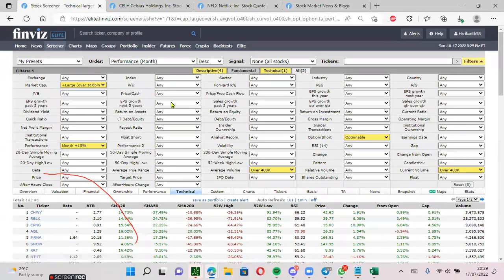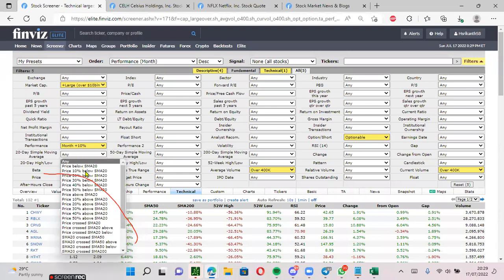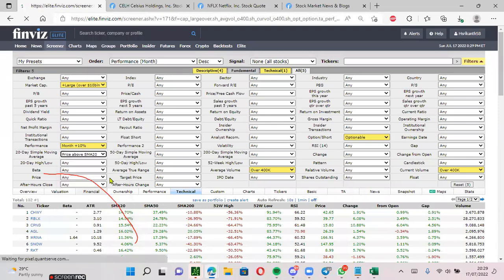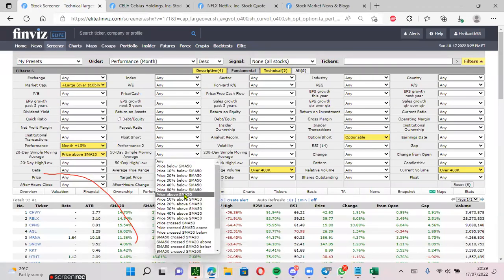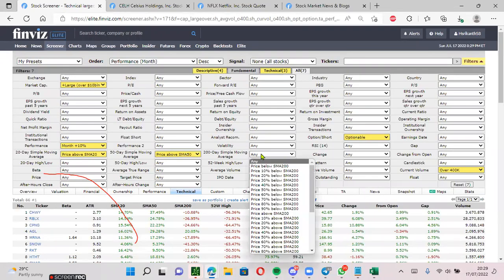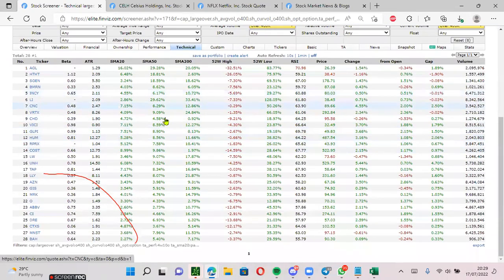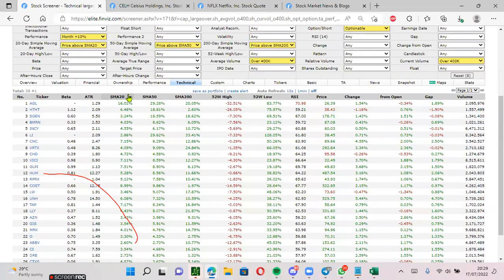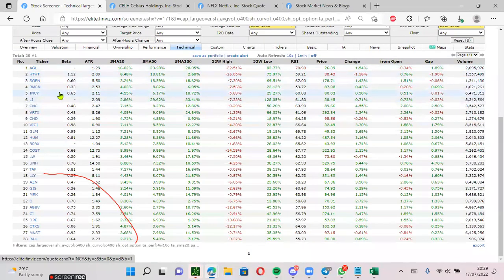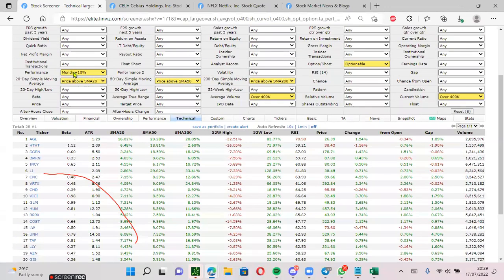So let's see. What I'll do, I'll try to see price above SMA 20, price above SMA 50, and price above SMA 200. Okay, I got around these stocks, and I'm trying to figure out what stocks did pretty good overall. These stocks, if you look, they did comparatively better.